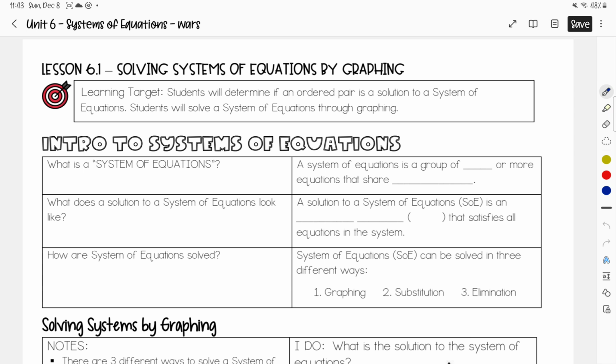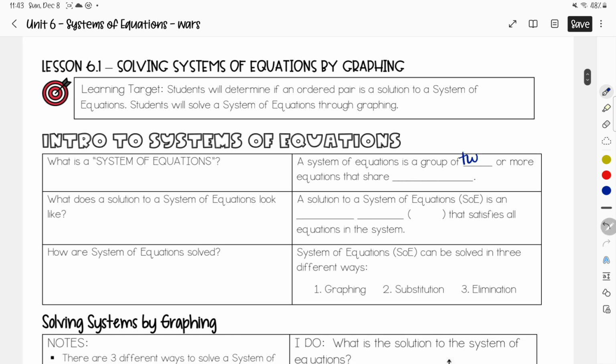So what is a system of equations? Well, a system of equations is a group of two or more equations that share the same variables.